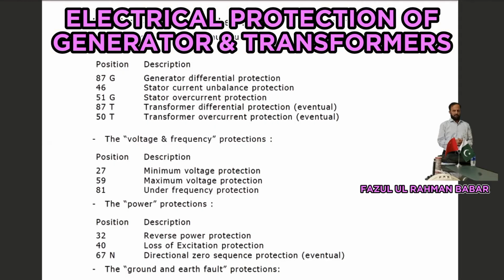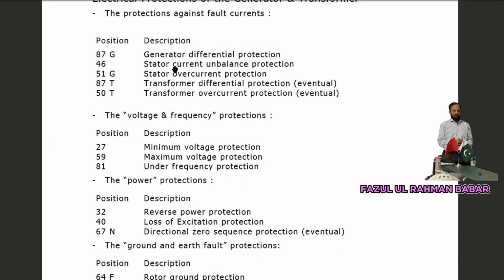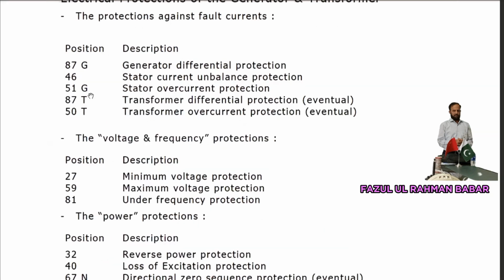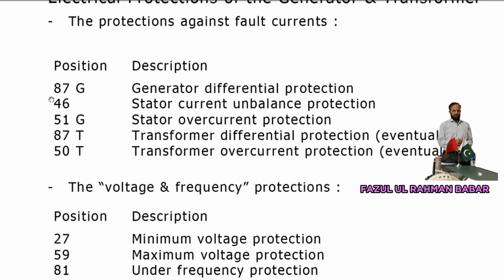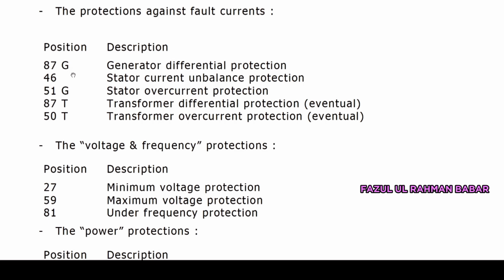So this is the electrical protection of generator and transformer. For the generator, some of the protections are written here: generator differential protection. So these are its standard abbreviations. 87G. So 87 is especially for the differential protection. If it is written here G, it is for the generator. If it is written here T, for example, below 87T, it is for the transformer differential protection.